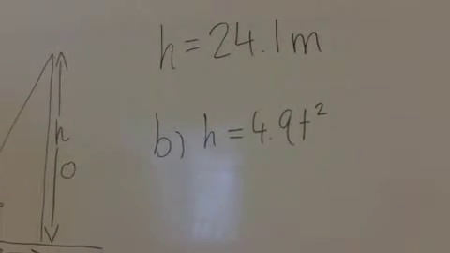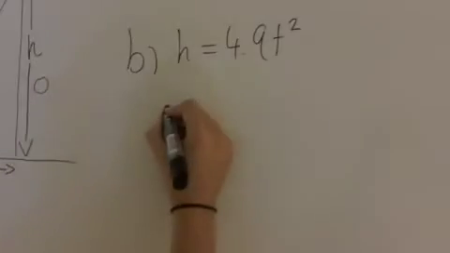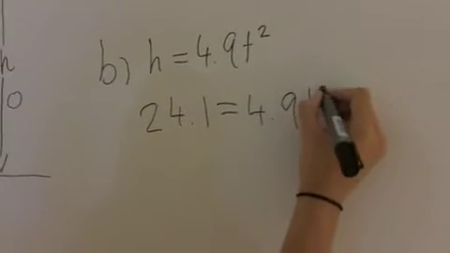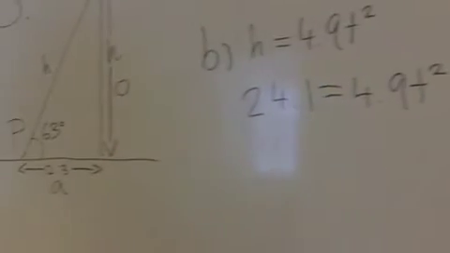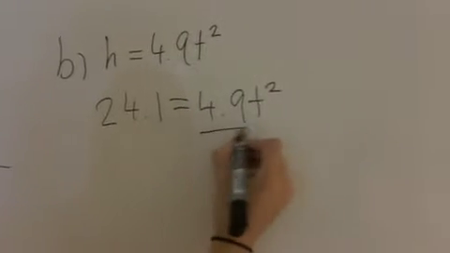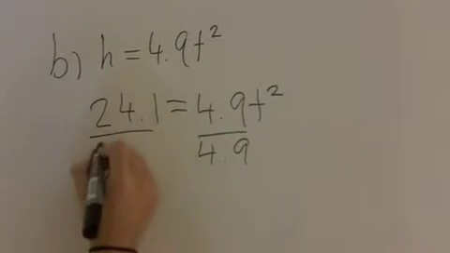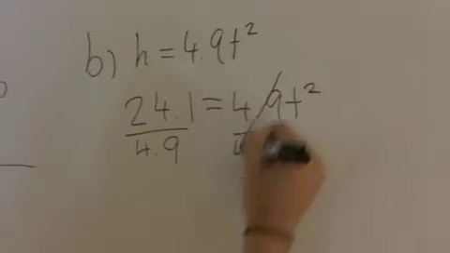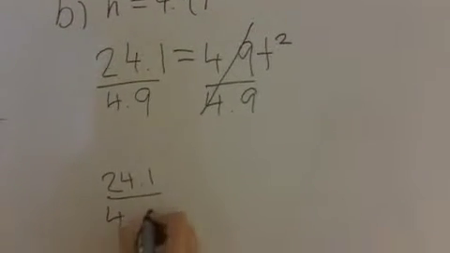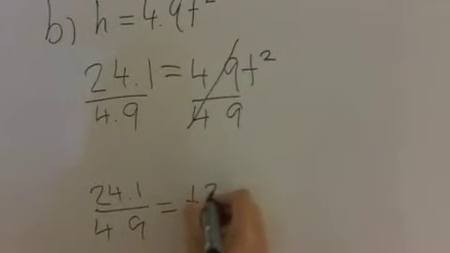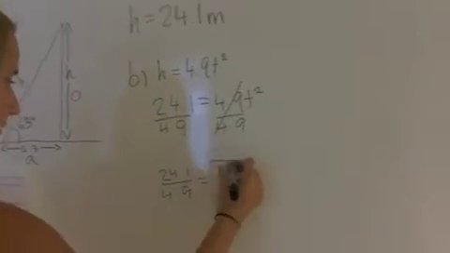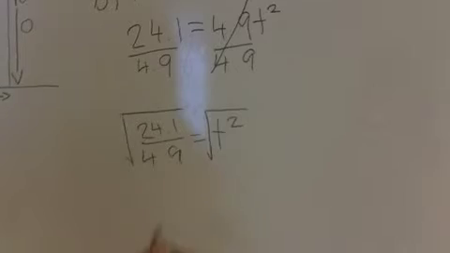So, to do this, since we already know h, we can write the equation like this. And then we have to solve for t, which is the time to fall to the ground. So first of all, we're going to divide both sides by 4.9. So then that'll leave us with 24.1 over 4.9 equals t squared. Then to get t all by itself, we will do the square root of t squared and the square root of 24.1 over 4.9.